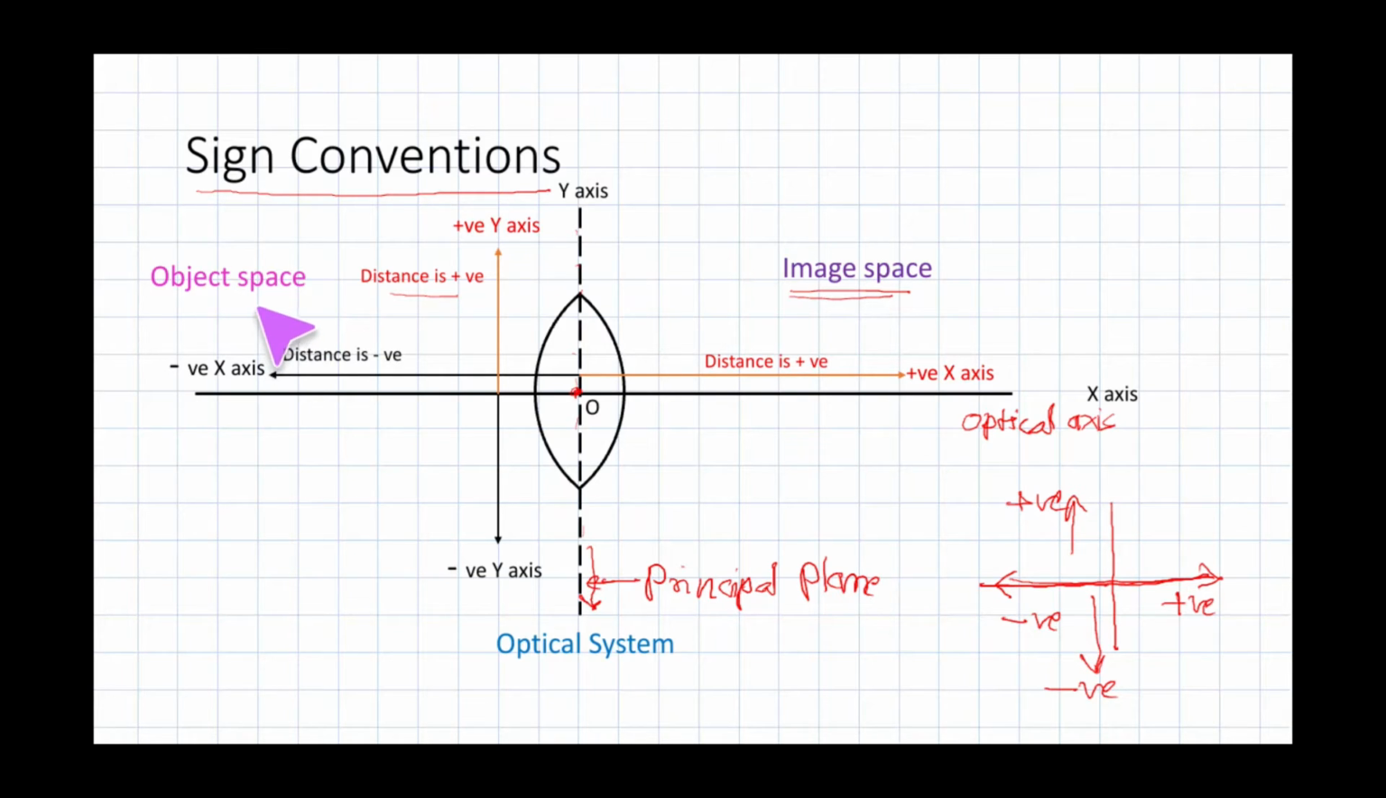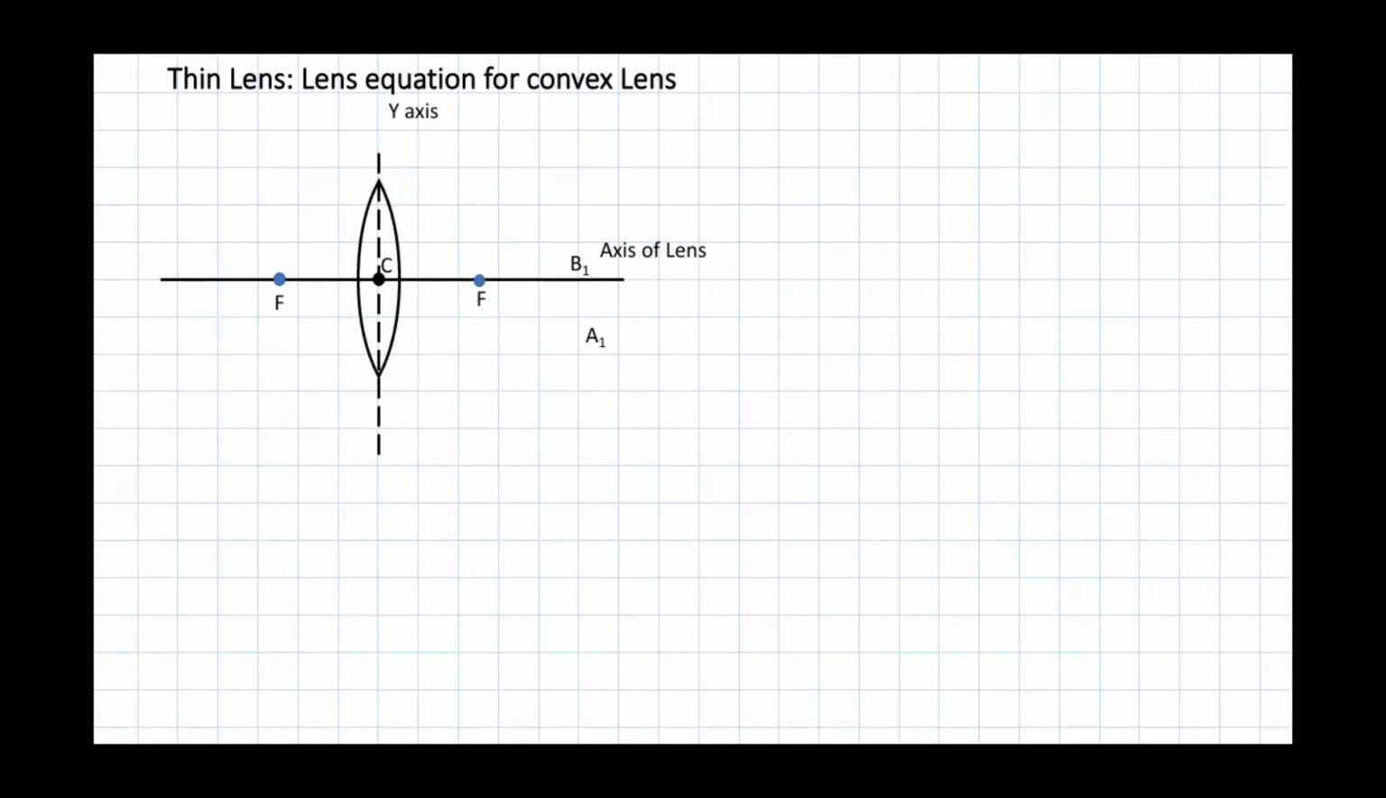So remember that we often place object in object space. Now we are going to see the lens equation. So first of all, remember what is lens equation and how to find or particularly prove that equation.